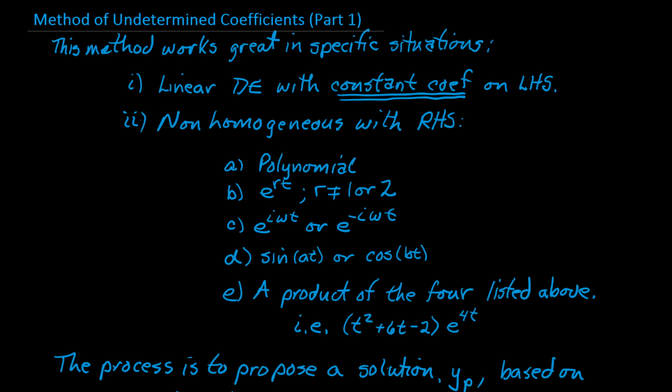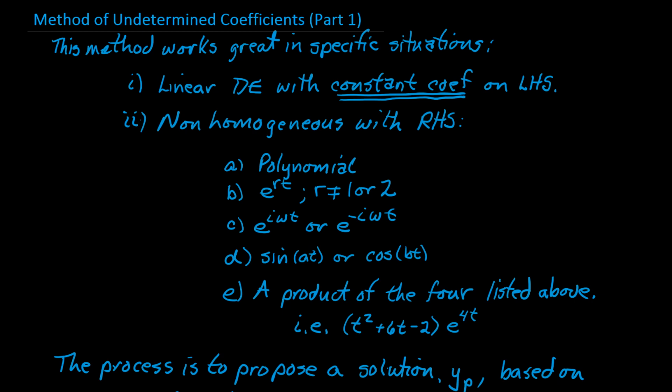We can also get into complex solutions with e to the i omega t or e to the negative i omega t. And we can also include trig functions like sine and cosine. So these are the four basic types of functions we're going to be looking for occurring on the right-hand side of our function. And by a polynomial, that means it can be to any degree. Hopefully it's not bigger than a quadratic because things start to get entertaining.